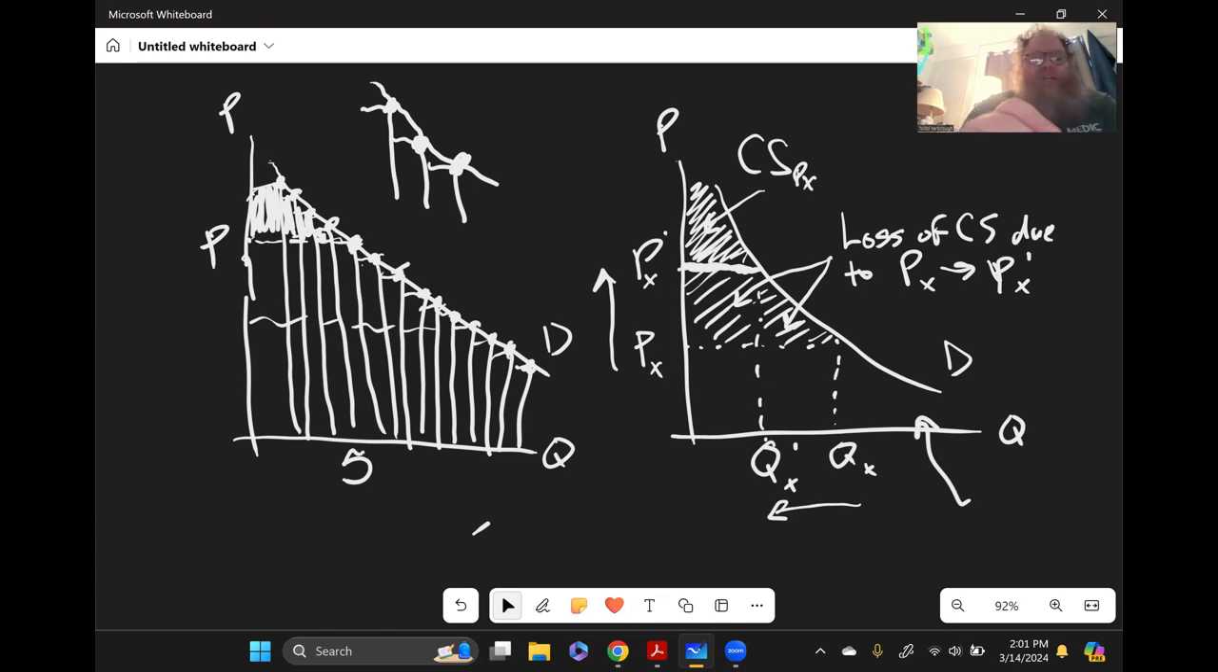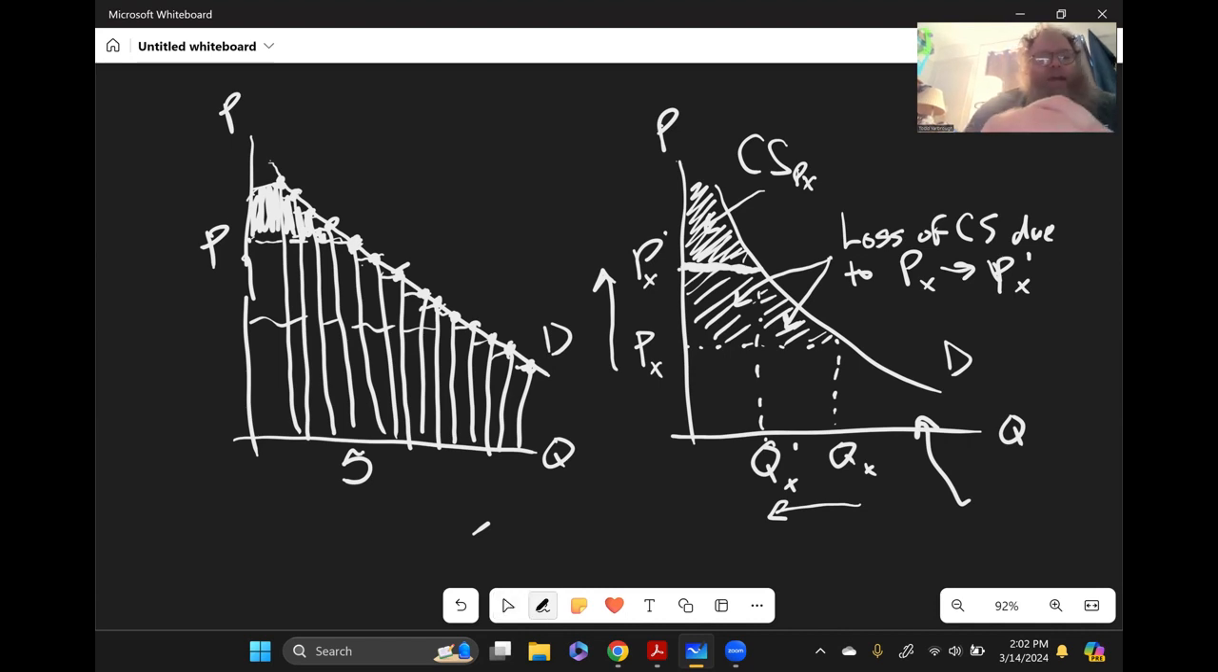And so, in some sense, this is an imperfect process, right? Because there's these little triangles between that we're just kind of adding up. But it makes our life a lot easier to deal with smooth demand curves as opposed to stepwise demand curves.